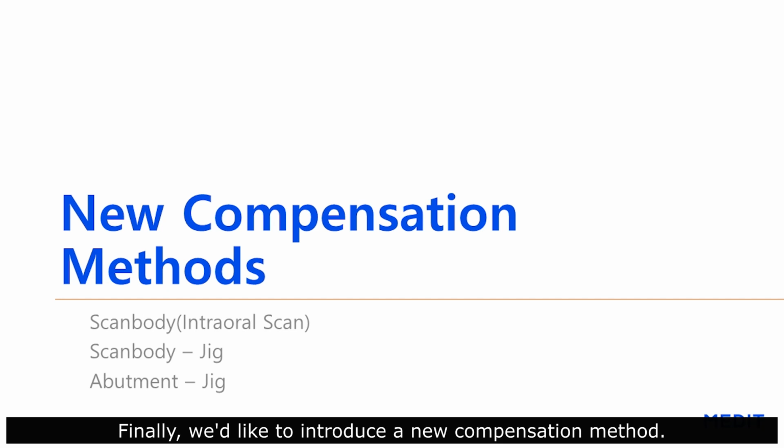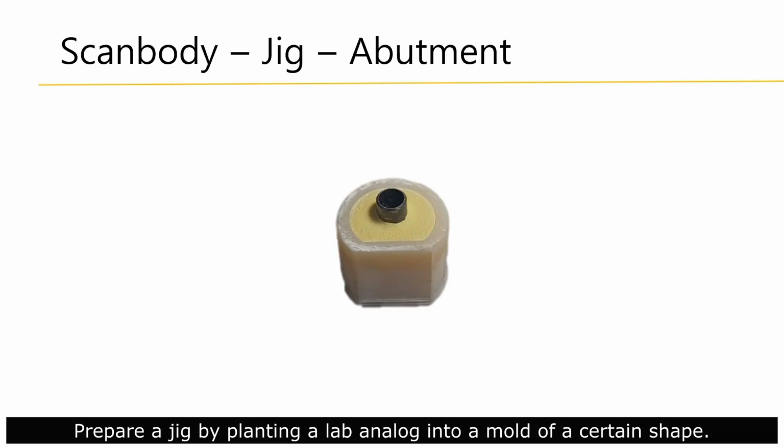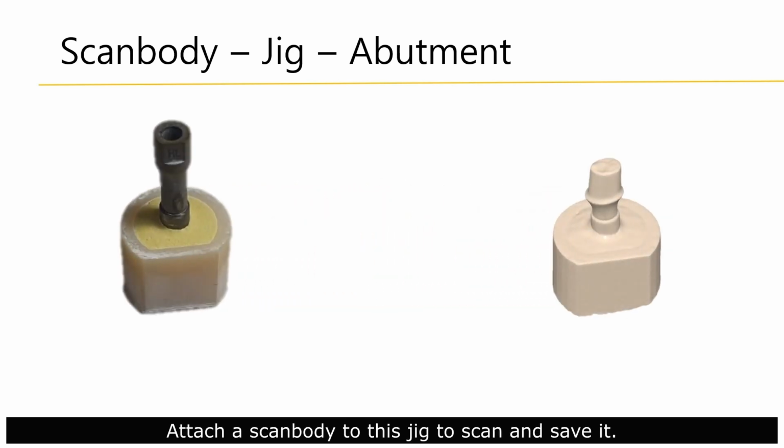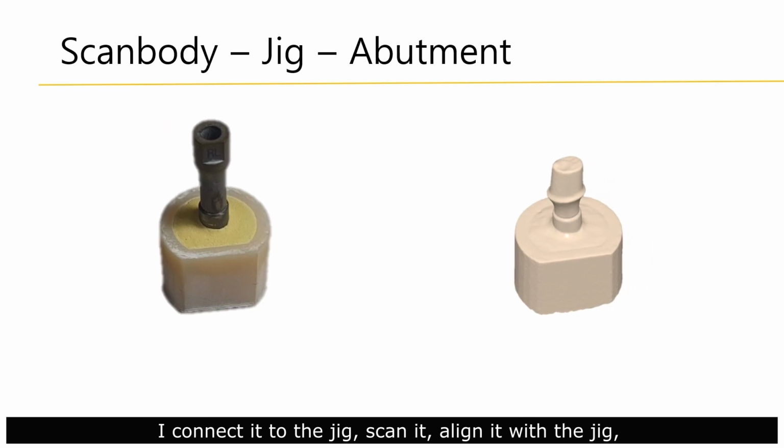Finally, we'd like to introduce a new compensation method. Honestly, it's so simple that I was embarrassed to introduce only this, so I did the before experiment to fill the time. Prepare a jig by planting a lab analog into a mold of a certain shape. Attach a scan body to this jig to scan and save it.